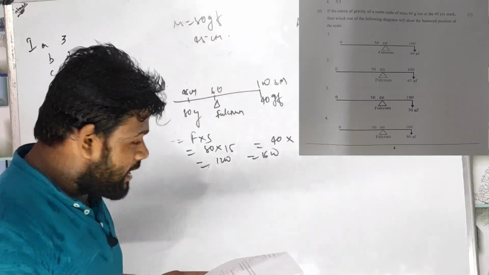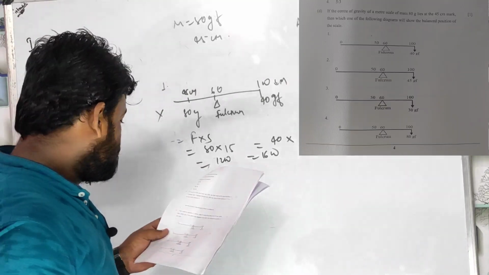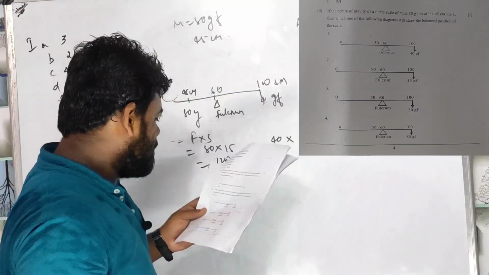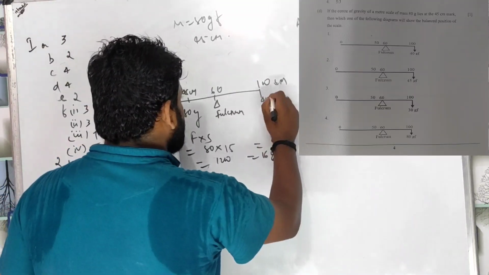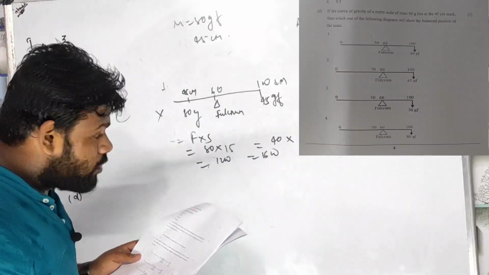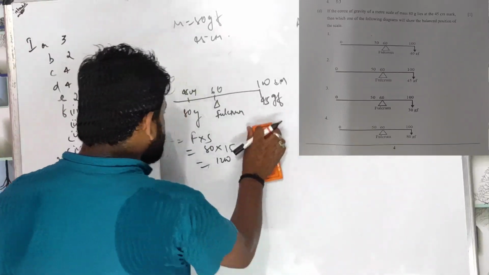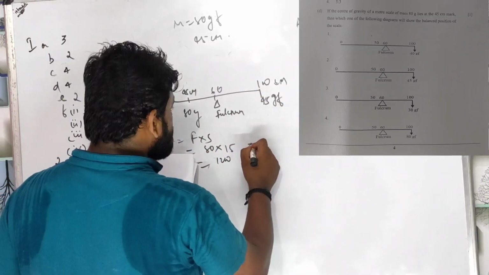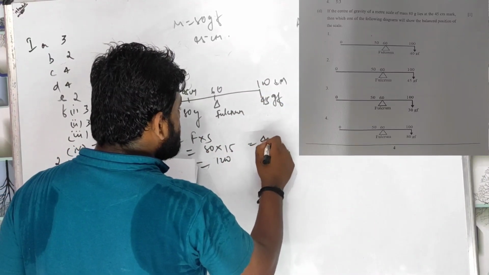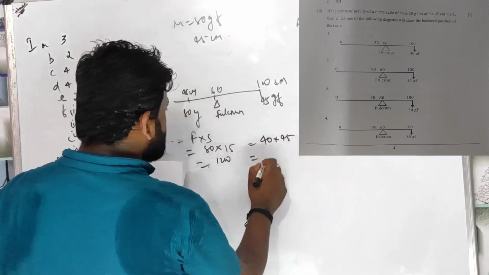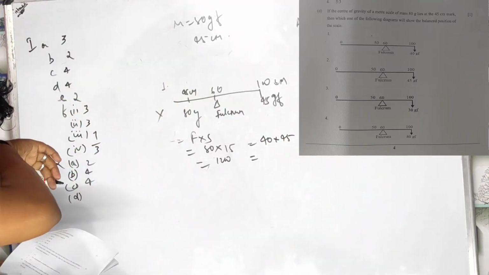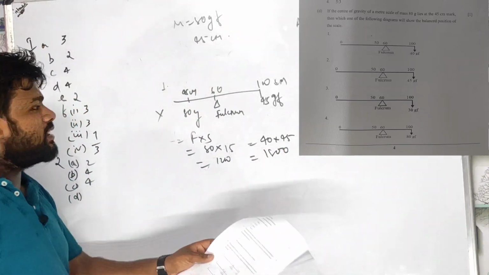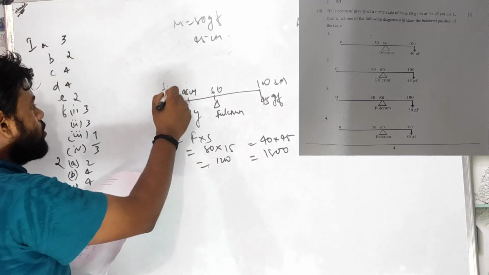Now let me do the case of option 2. Here it is 45. Let me change it a little bit. 45, children. So what to do now? We concluded here that 1200 will remain the same. So 45 means 60, 40 into 45. How much is 40 into 45? 40 into 45 is 1800. It will not be 1200. That means option 2 is also incorrect.